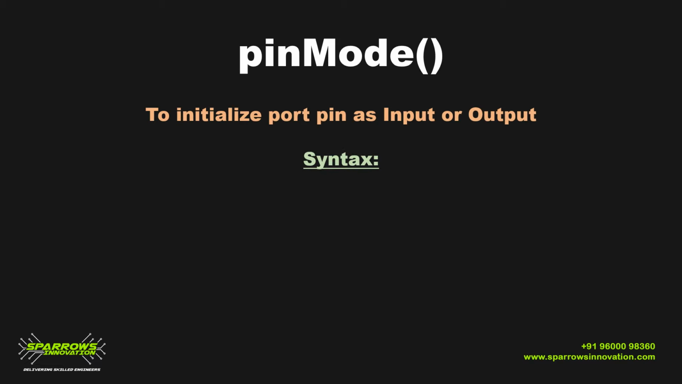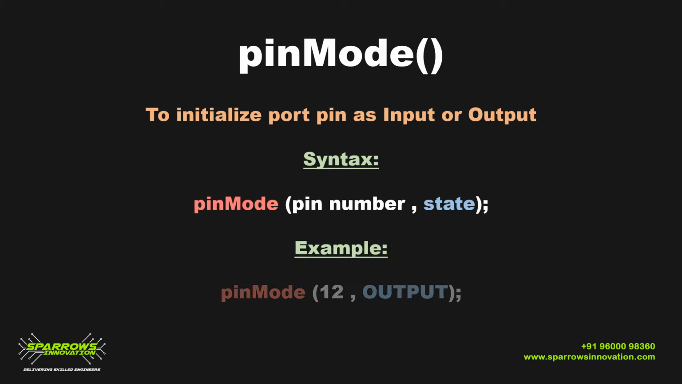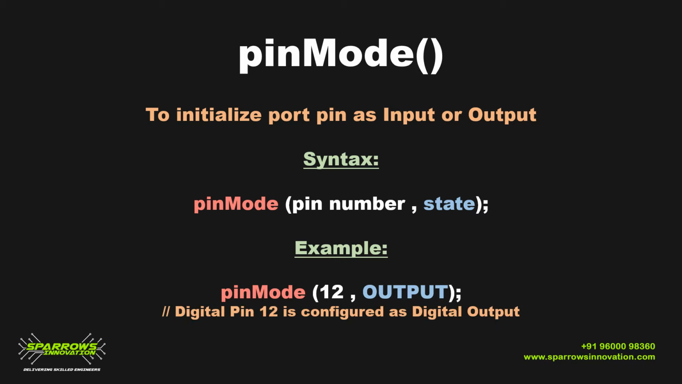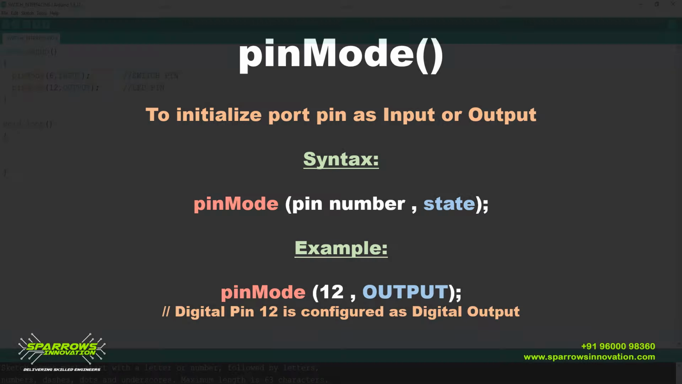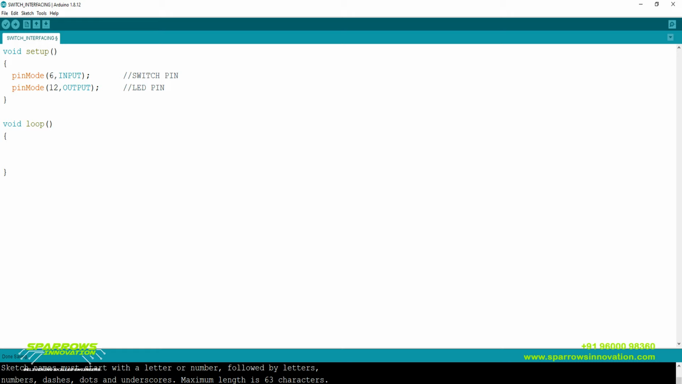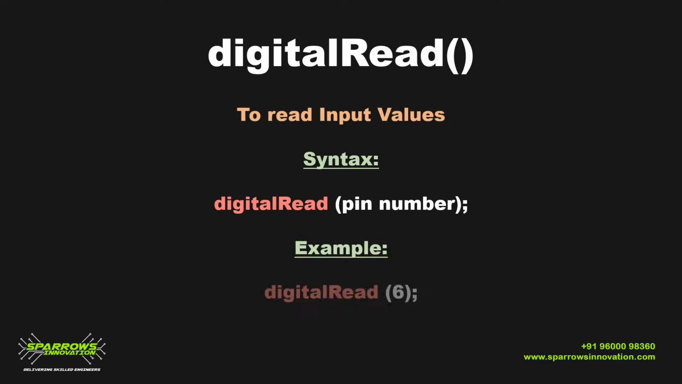Next we are going to configure the LED pin as output. The same function pinMode, where pin number 12 comma OUTPUT, will configure the LED pin as digital output. So in void setup, pinMode 12 comma OUTPUT will configure the LED pin as output. Next we are going to read the input pin. For that we need the digitalRead function. So digitalRead with pin number 6 will read the input value from pin number 6.